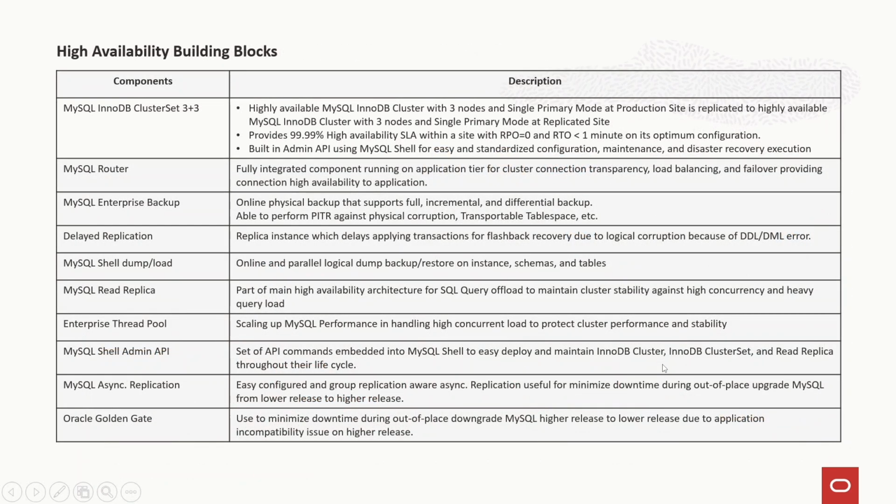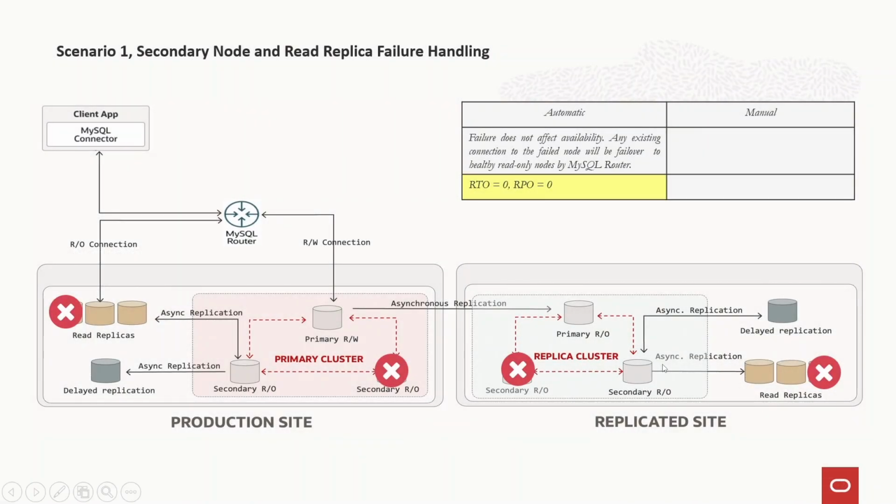So this is the high availability building blocks. We have InnoDB ClusterSet 3 plus 3: a 3-node InnoDB cluster primary and a 3-node InnoDB cluster replica. We have MySQL Routers, Enterprise Backup, delayed replication, MySQL Shell dump and load, read replicas, thread pool, and so on. This is failure handling. Scenario 1: a secondary node or read replica suddenly crashes. No need to do anything. There is no impact on HA.